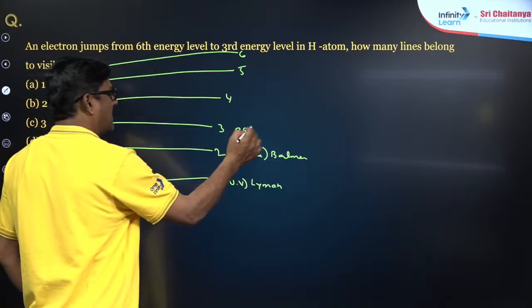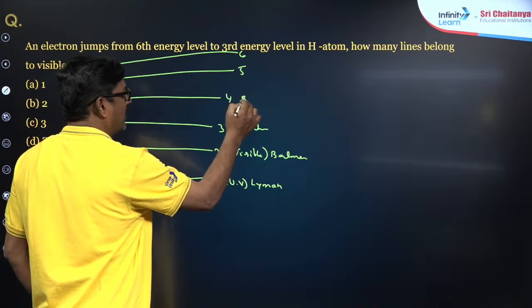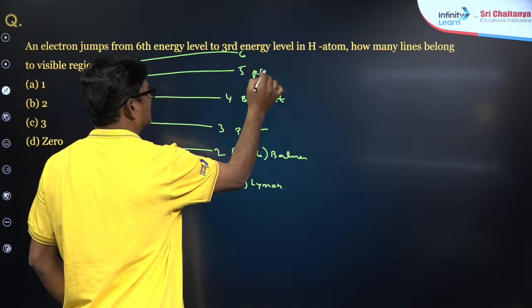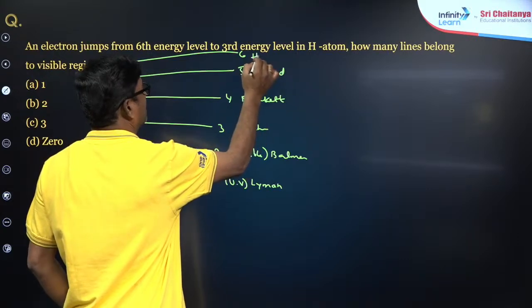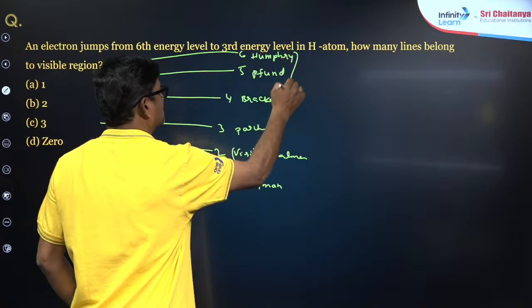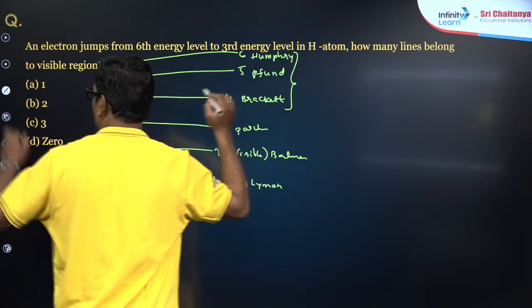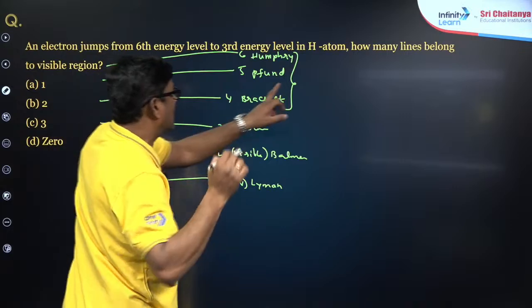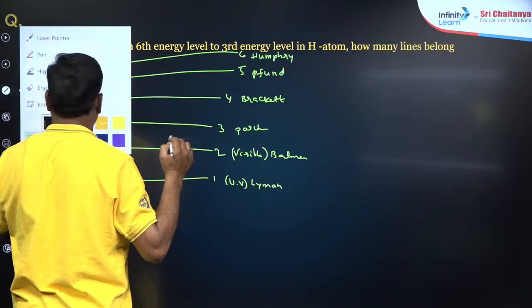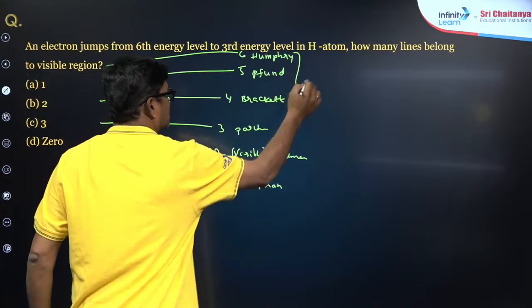This is going to be Paschen, Brackett, Pfund and Humphrey. So these are all UV regions. These are all IR regions. These are all IR regions.